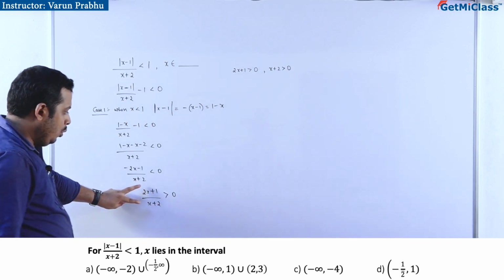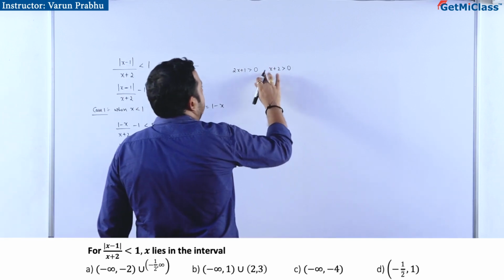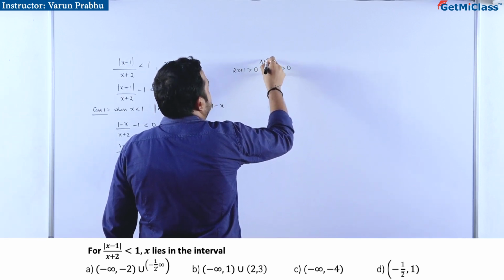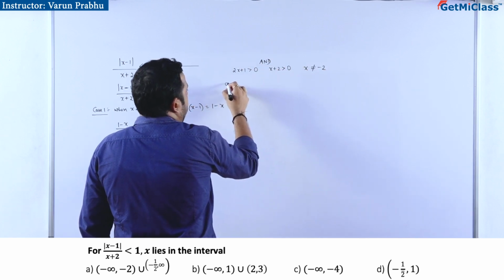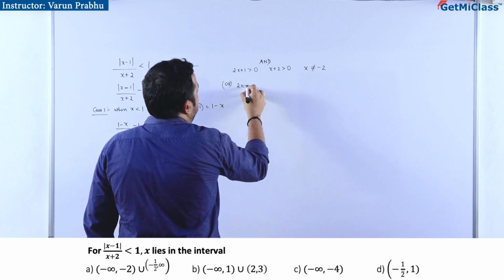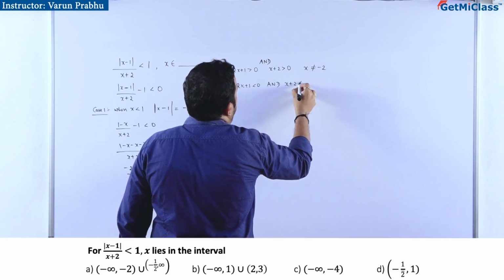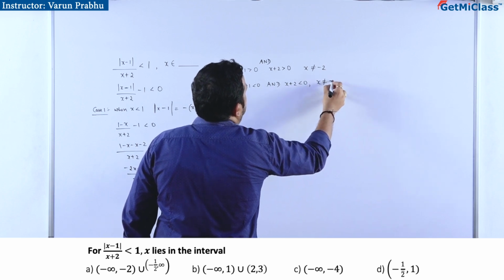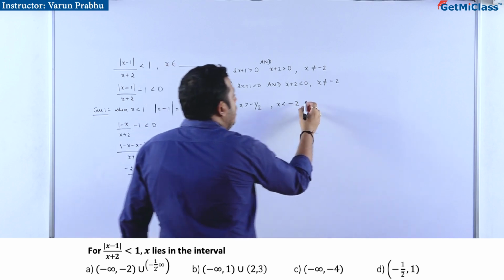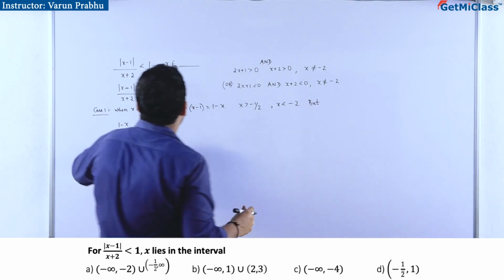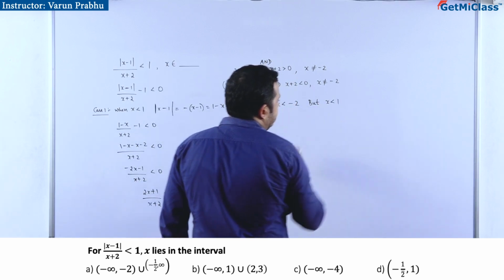For this inequality to hold good, either both terms should be positive, and x should not become equal to minus 2, or 2x + 1 should be less than 0 and x + 2 should be less than 0, and x should not become equal to minus 2, right or not? But it's told in the problem here that x is less than 1, right?